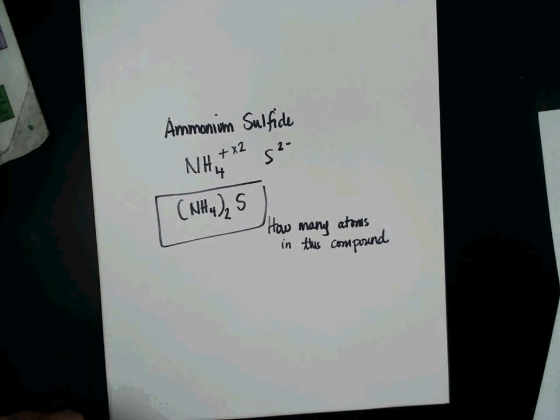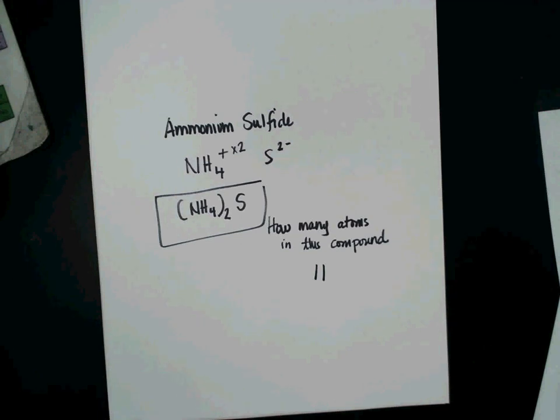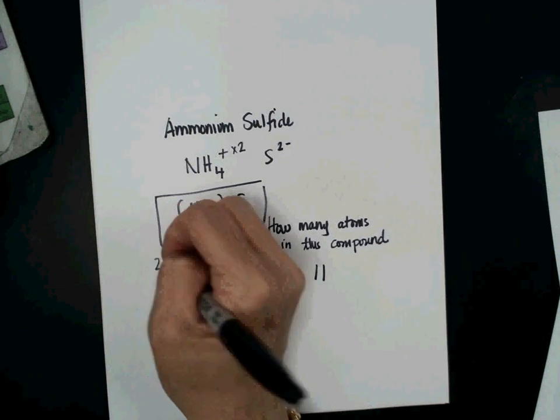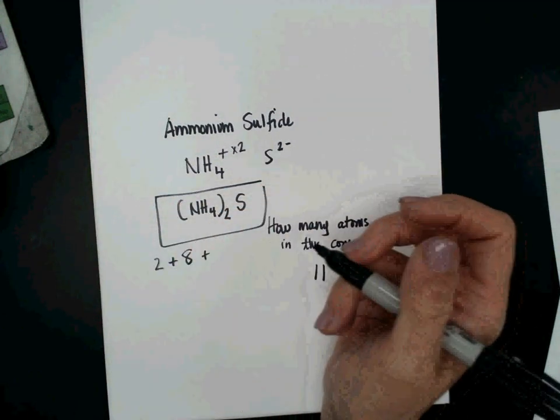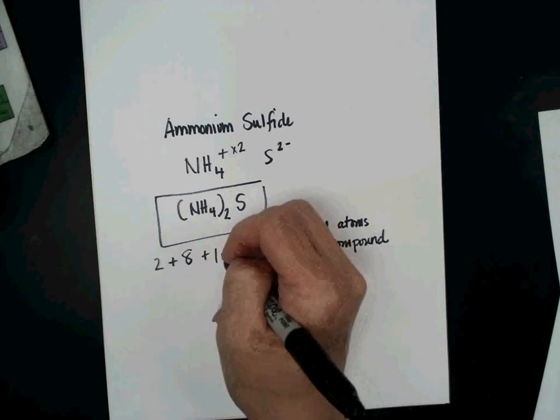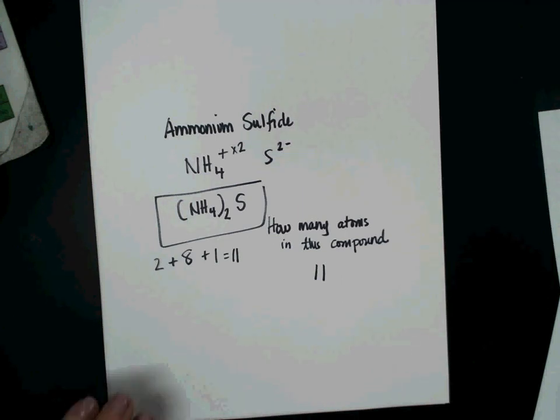That one? What are you going to say, Evan? 11. I'm going to agree with you. 11. Explain how you got that. I just said n times 2. Okay. So we had 2 plus what? 8. Yep, 2 times 4 is 8. And then plus 3, so plus 1 is 11. Y'all know how to do that? Are we good? I'll ask you another one. We'll see if you can get it.